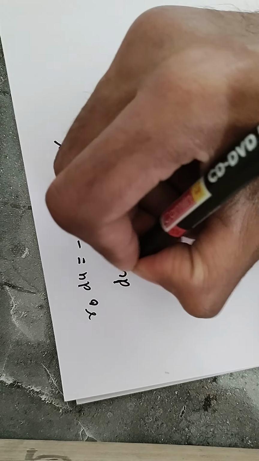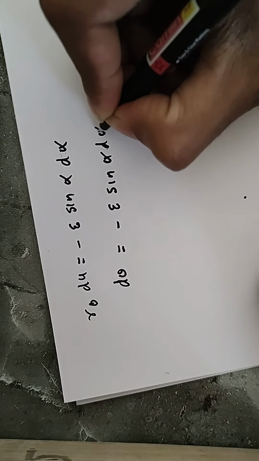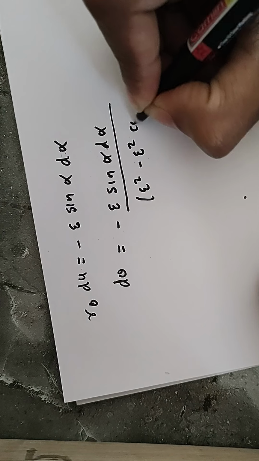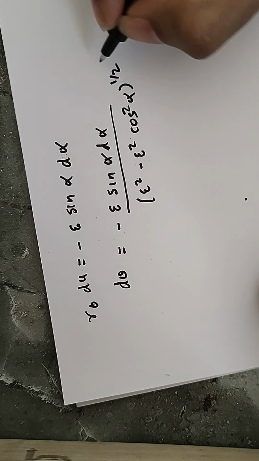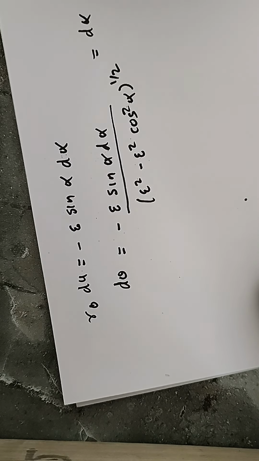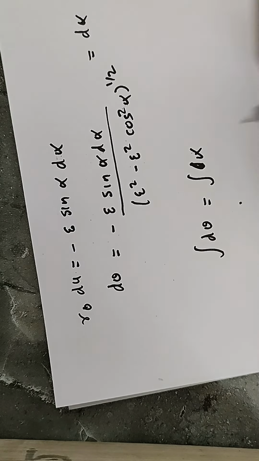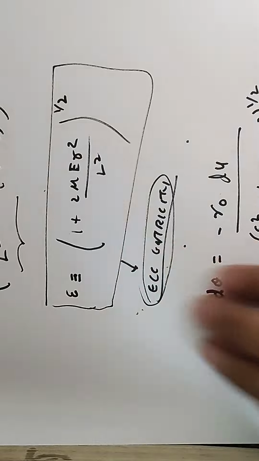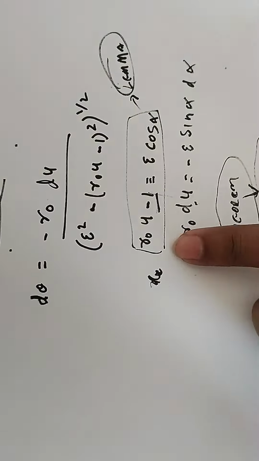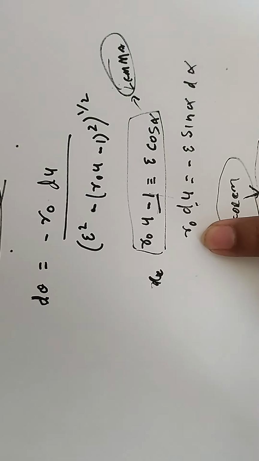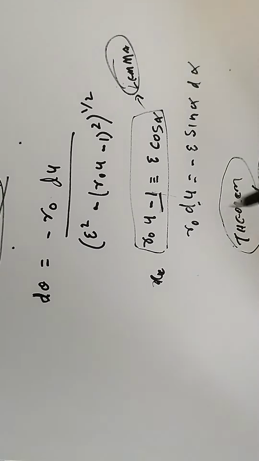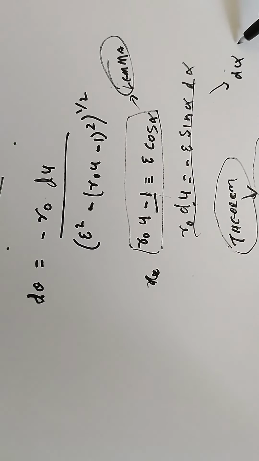minus epsilon sine alpha d alpha. This is what we got after differentiating that term. So I can state d theta is minus epsilon sine alpha d alpha upon epsilon square minus epsilon cos square alpha to the power half, which is d alpha. Yeah, so if I integrate this term, d theta is equal to d alpha. What I did is I stated the eccentricity, then I substituted that to get d theta, then I stated r naught u minus 1 is equal to epsilon cos alpha, then we differentiated this term to get rid of the minus 1, which is simple differentiation. Then we can write d alpha is equal to r naught du upon minus epsilon sine alpha.